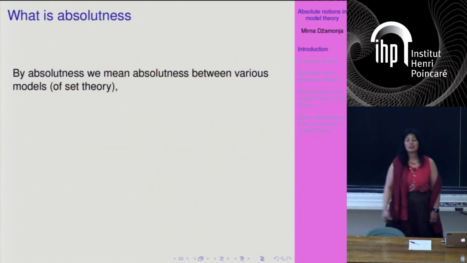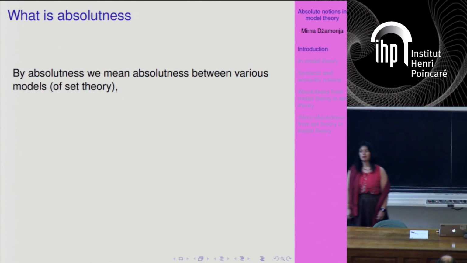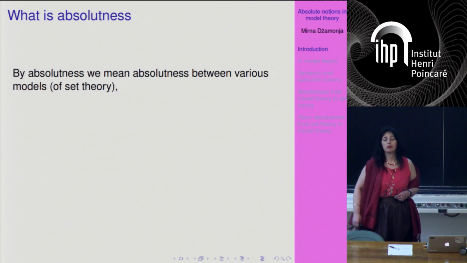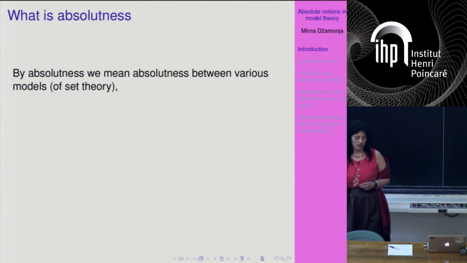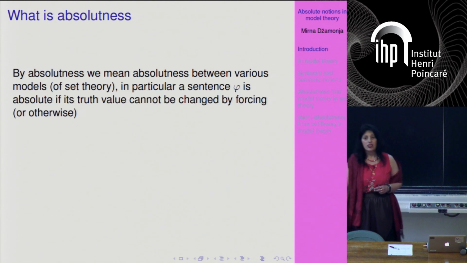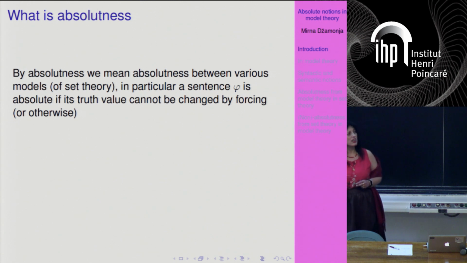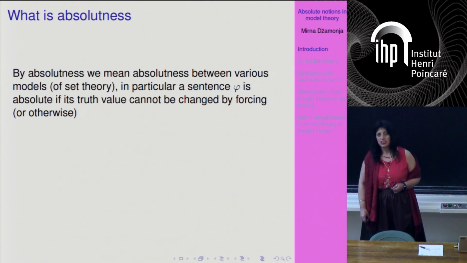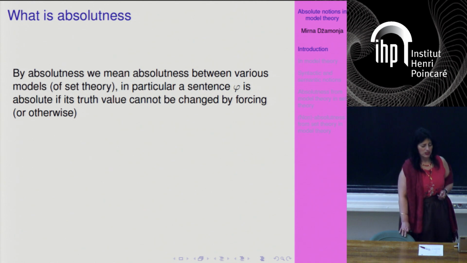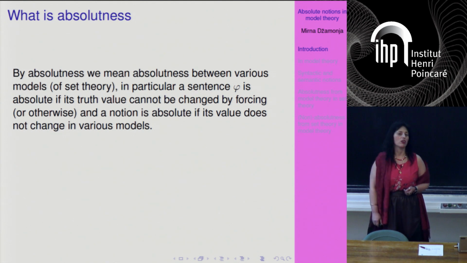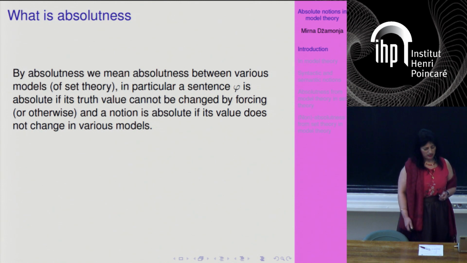So let me start by explaining what I mean by absoluteness. Absoluteness can be defined between any two models of anything. We'll mostly mean absoluteness between various models of set theory. Set theory for us is ZFC or some weaker versions of ZFC, or stronger, depending on the context. So in particular, if you look at a sentence phi, it's absolute if its truth value does not change between these models. And we'll talk about forcing extensions. So let us say for the moment it's absolute if it cannot be changed by forcing. And the notion is absolute if its value doesn't change in various models. So what I'll do first is to remind you of some notions that are absolute between models of set theory and some that are not.